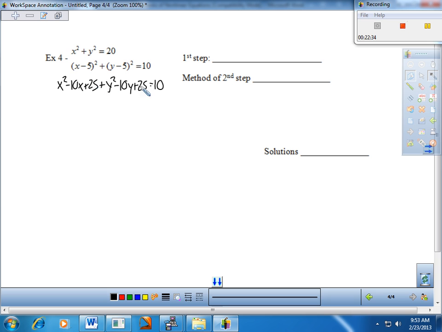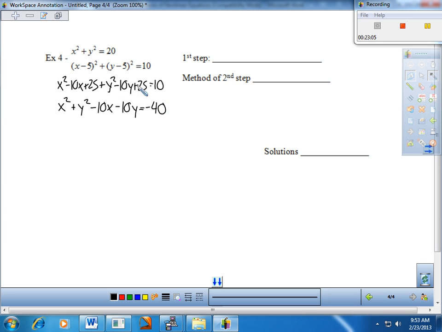I'm going to go ahead and bring the 25 and 25 on over to this side, if that's all right with you. So I'm getting x squared plus y squared minus 10x minus 10y. Now this was a 50, so I'm going to do 10 minus 50 here and end up getting negative 40. I hope everyone saw that one step.